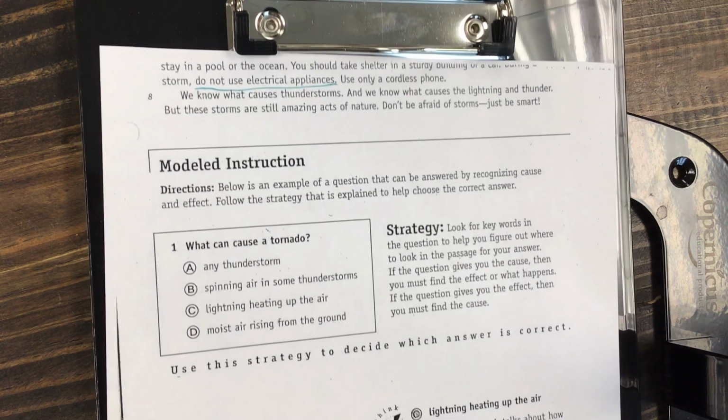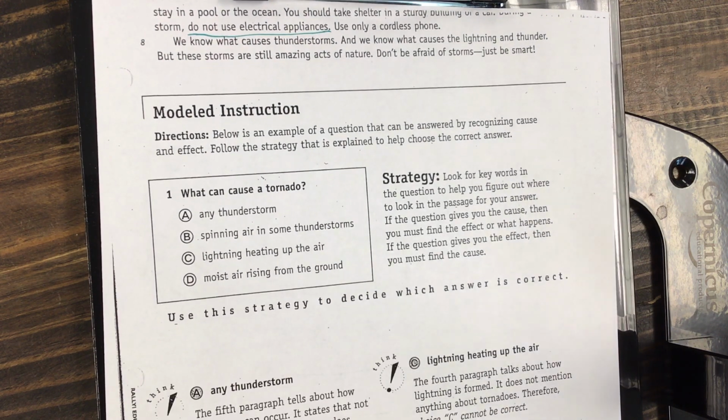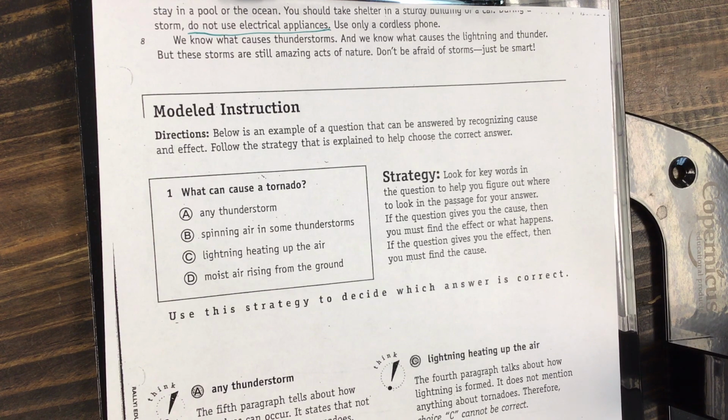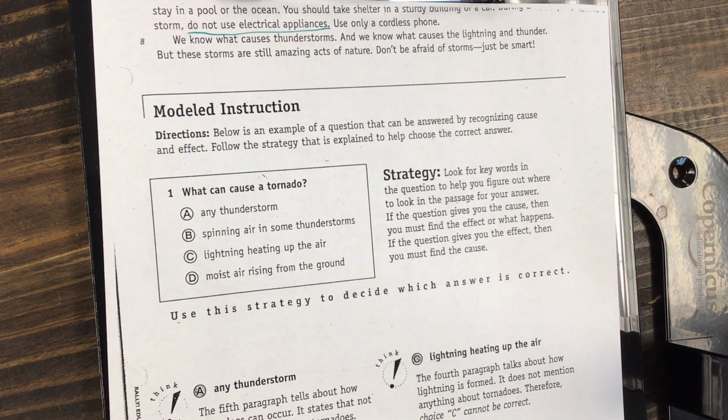Alright, and then if you keep continuing down, it says modeled instruction. So our directions say, below is an example of a question that can be answered by recognizing cause and effect. Follow the strategy that is explained to help choose the correct answer. So number 1 right here, it reads, what can cause a tornado? A, any thunderstorm. B, spinning air in some thunderstorms. C, lightning heating up the air, or D, moist air rising from the ground.